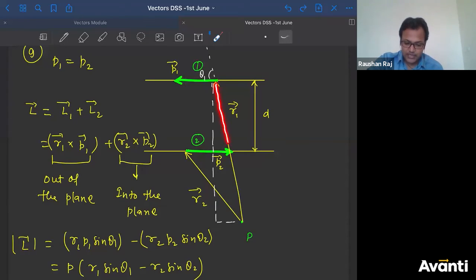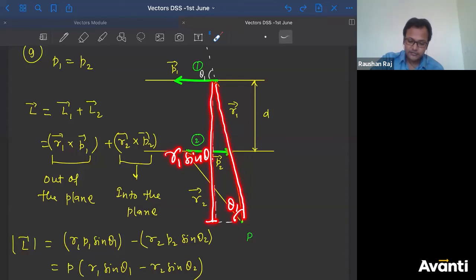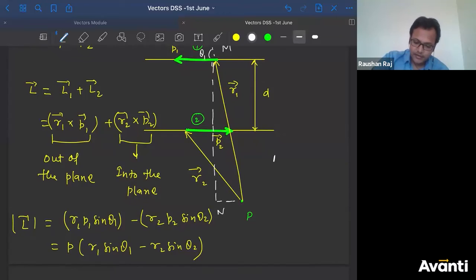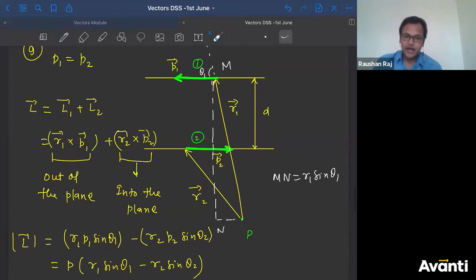Now if this whole length is R1, this is theta 1. Tell me what will be this length, this perpendicular length. Can I say that will be R1 sin theta 1? If I name this, if this is P, and this is, let's say, M. Then this is N. Can I say that MN is nothing but R1 sin theta 1? Got it? Similarly, if I try to find R2 sin theta 2, what is R2 sin theta 2?